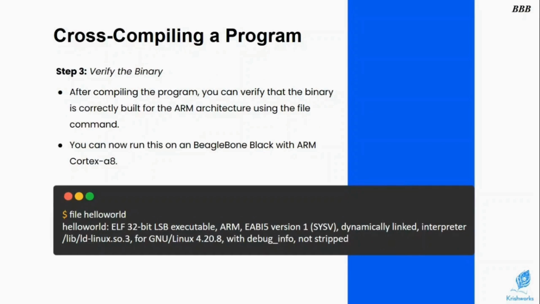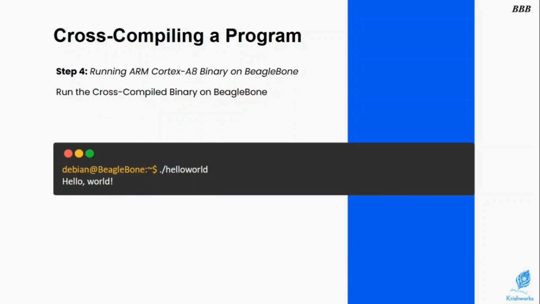After compiling the program, you can verify that the binary is correctly built for the ARM architecture using the file command. You can now run this on a BeagleBone Black with ARM Cortex-A8. Step 4. We can now deploy the cross-compiled binary to the BeagleBone board.